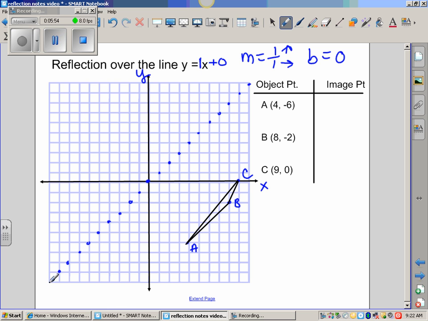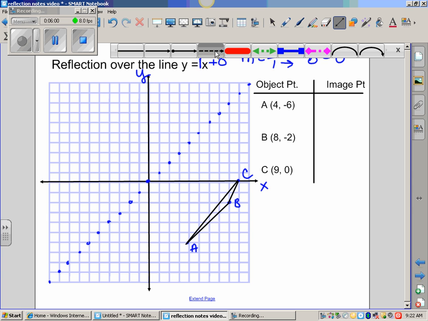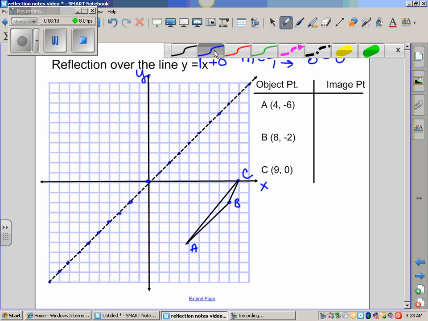Now, when you draw your line of reflection, please use a dotted line. This is just a reference line. So we definitely want to use it dotted. You don't draw a solid one. This is just our reference line. And don't forget how important it is to always label. If you're putting something on your graph, you need to label it.